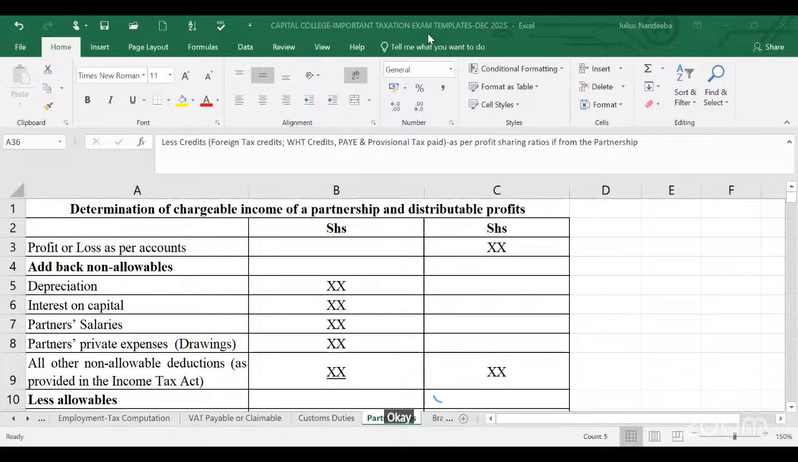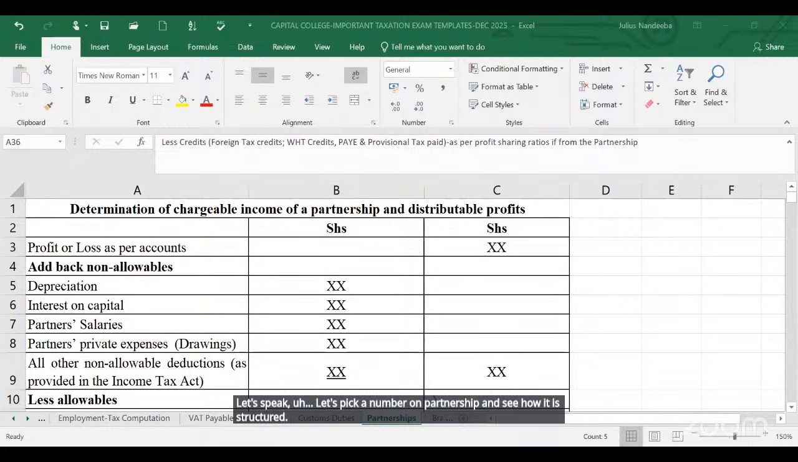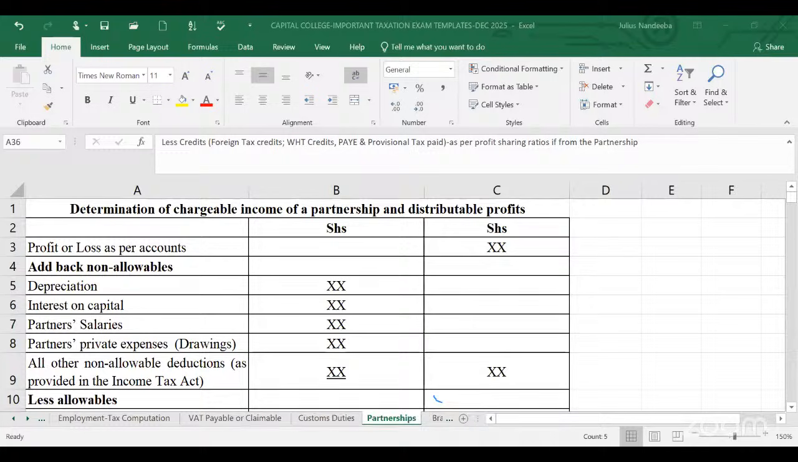Okay, so let's come back to partnerships. Let's pick a number on partnership and see how it is structured. Which year examined the partnership? May. So let's look at a May question.